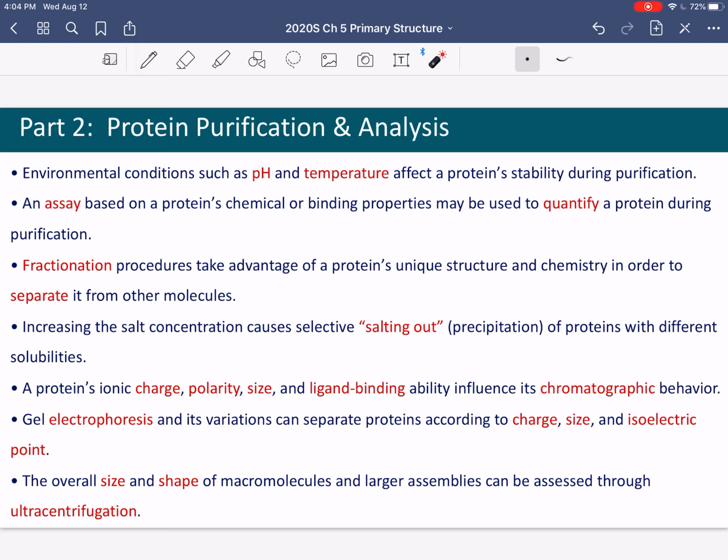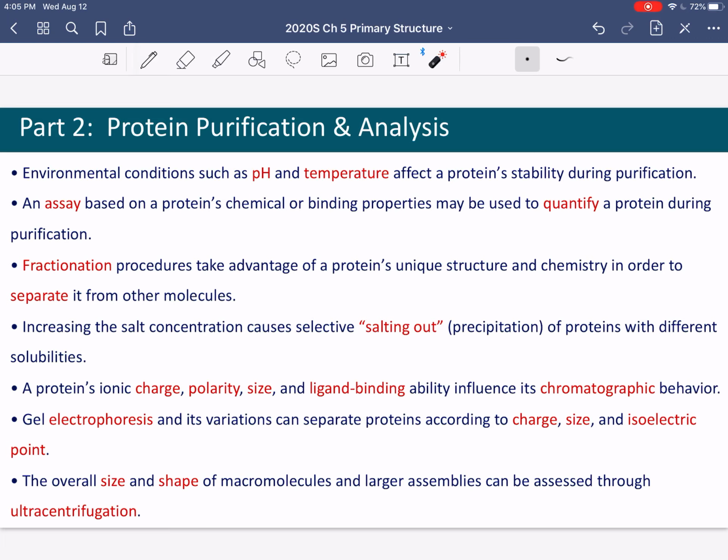We'll define in this part an assay, which is a test to assess, that's the word where the word assay comes from, to assess whether or not you have your protein and how pure it is. And it's used to quantify a protein during purification. It takes advantage of certain specific chemical and binding properties of your protein, and it also is quantitative. So that's an important feature about assays, and we'll cover that in this video.